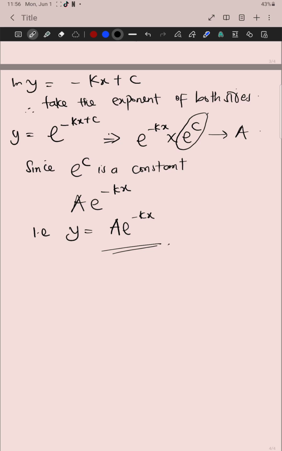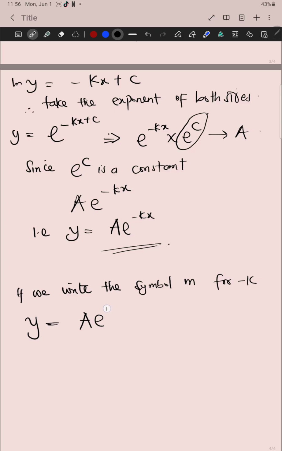If we write the symbol m for minus k, let's put it this way: I've replaced this minus k here with m. So I'm going to have y is equal to e to the power of mx.